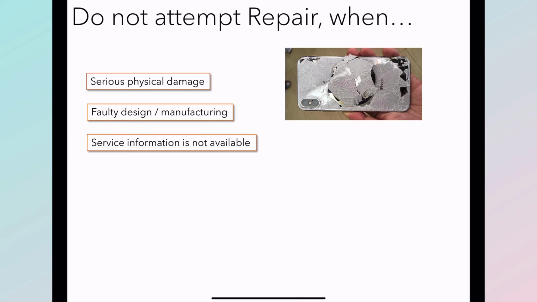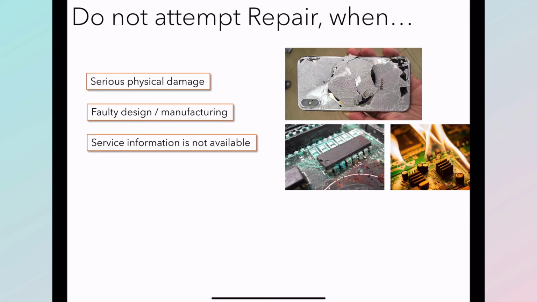And if the service information is not available, and you do not know how to repair the device, then instead of taking it on your own and starting to repair it, thinking that you have the technical expertise, without the knowledge of the service information, you should not do that. You may be able to do it, but the chances are low. The chances are high that you will further damage the device or cause multiple other faults while trying to repair it.